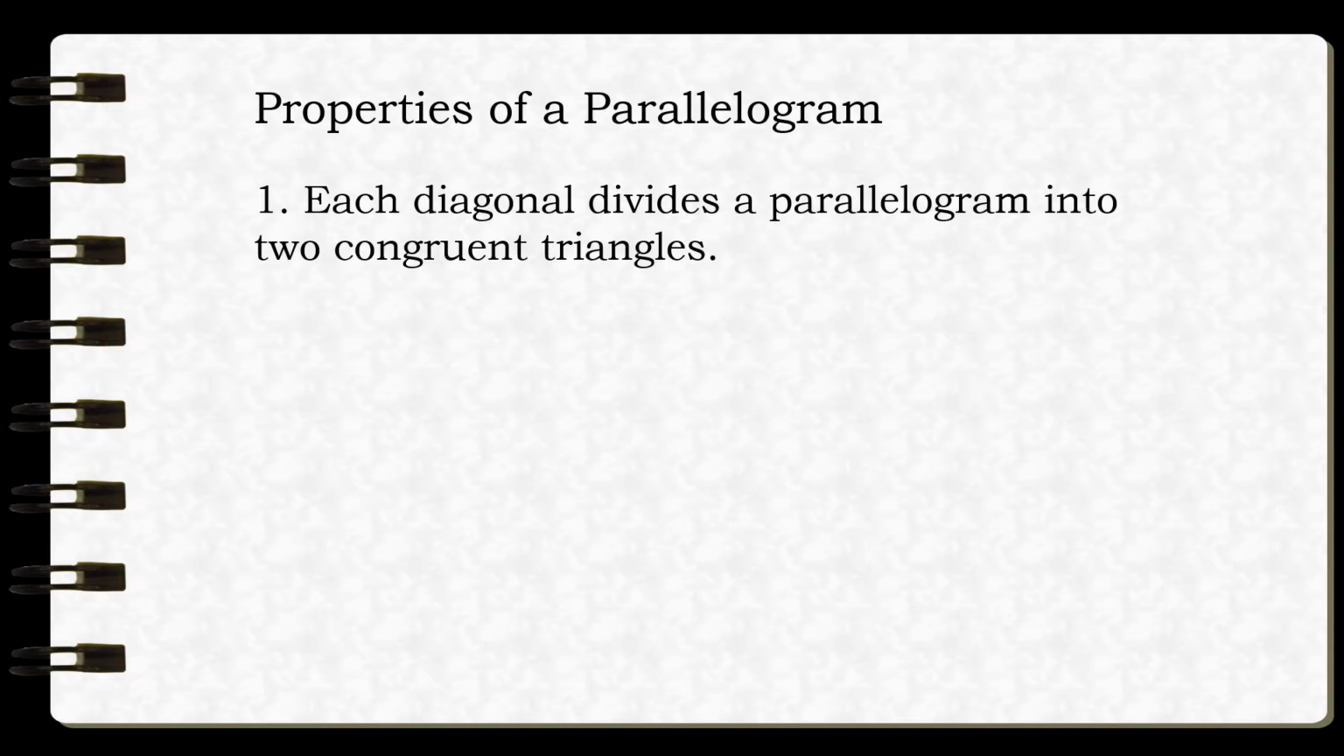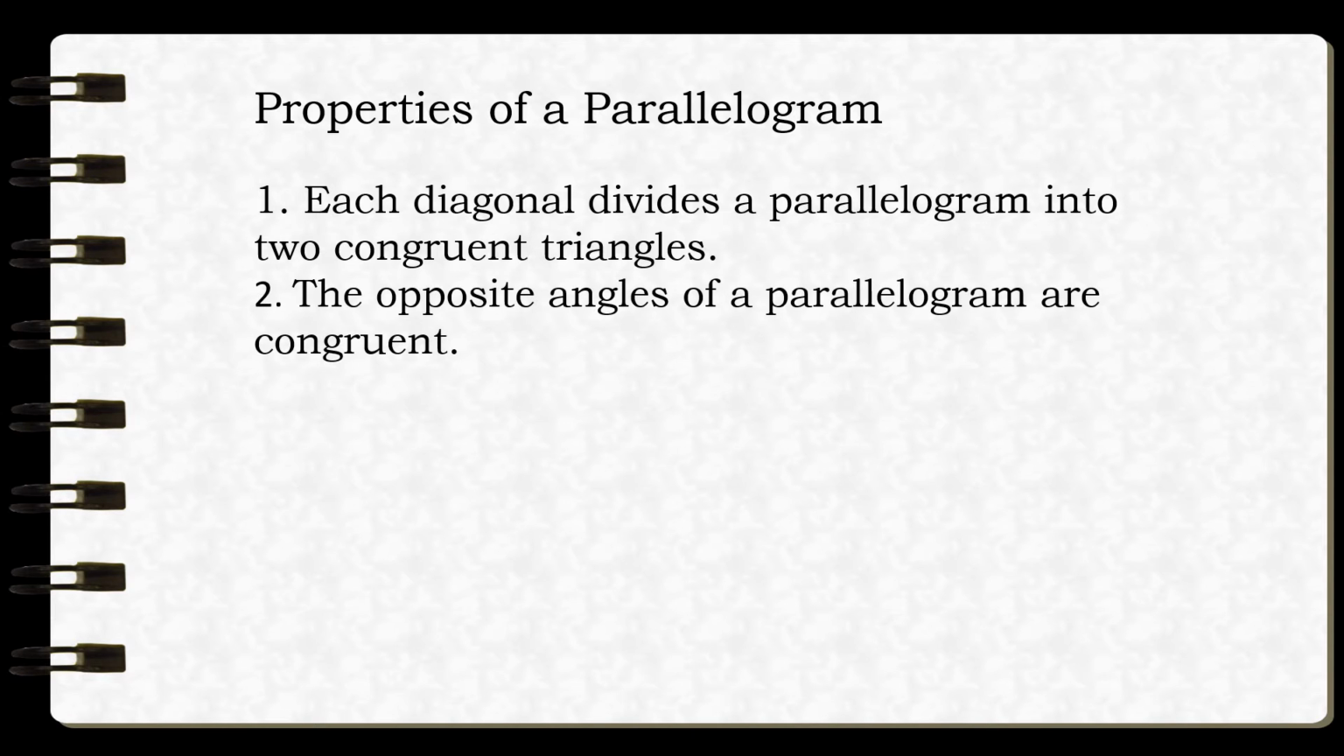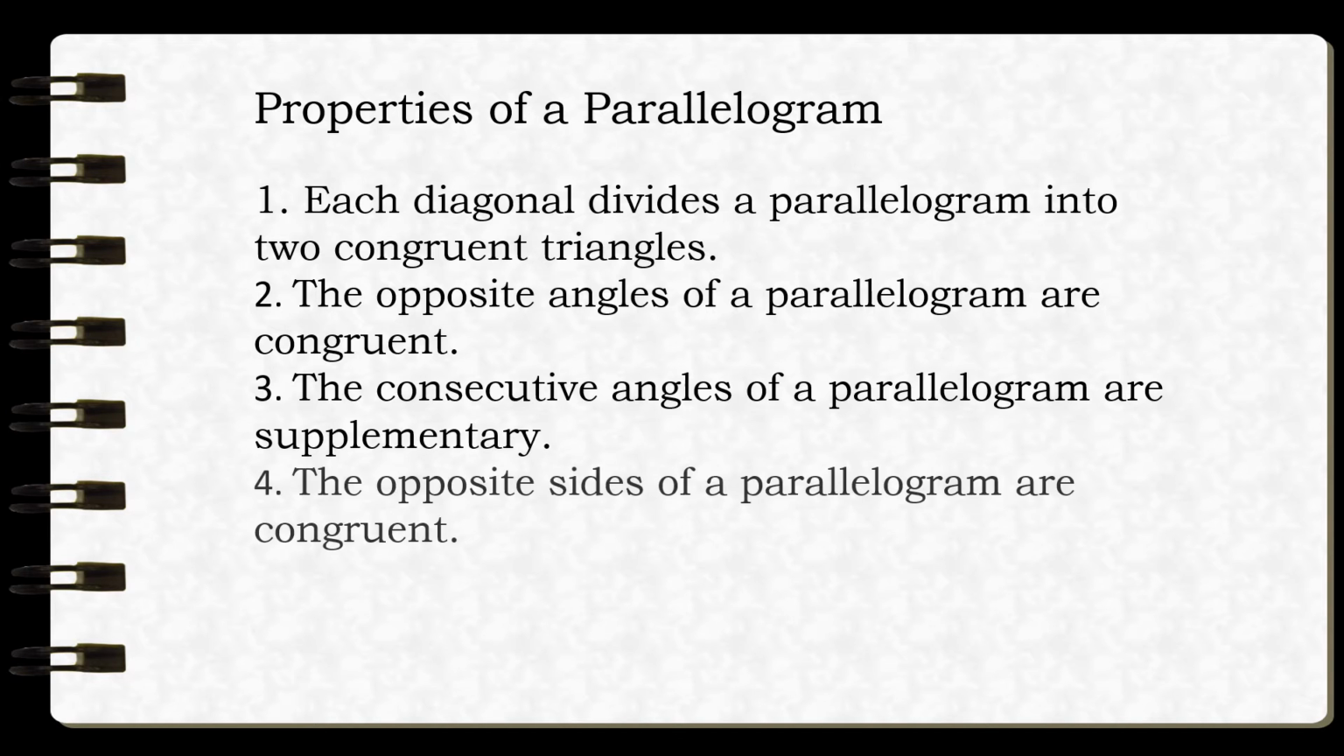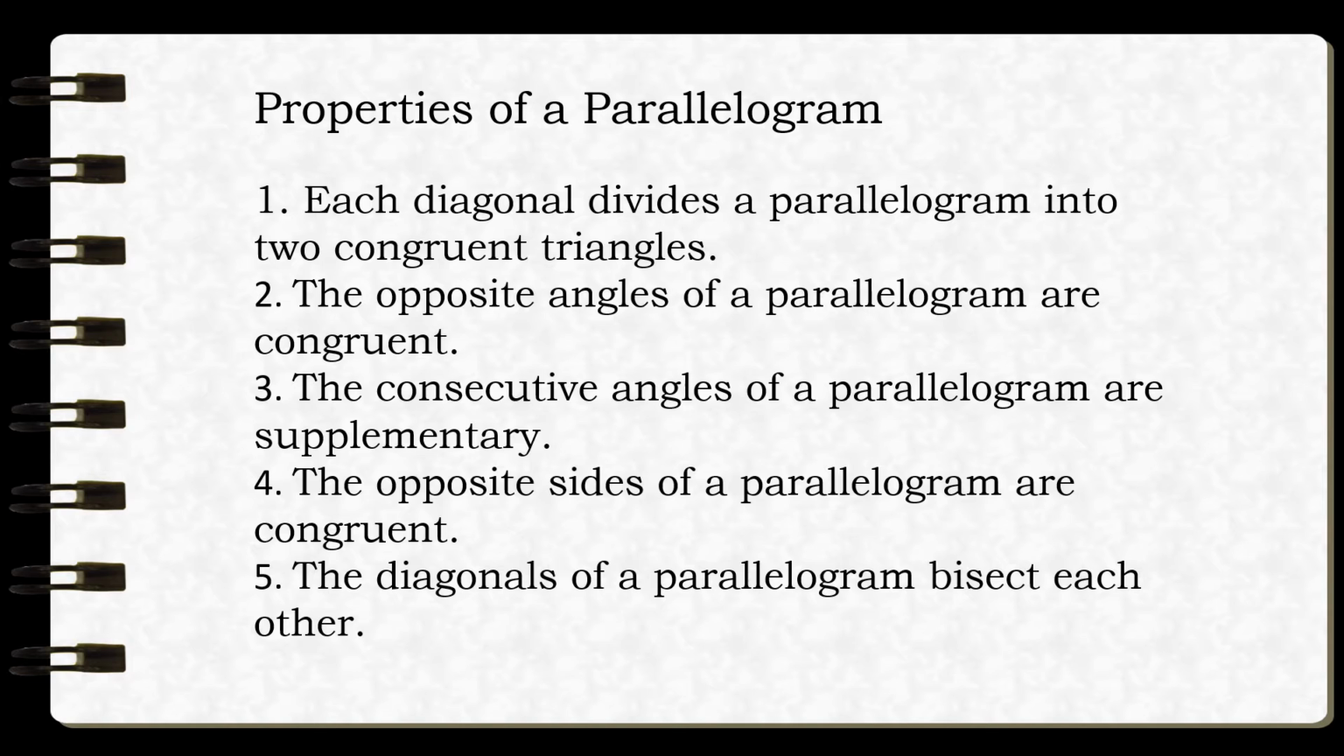Number 1, each diagonal divides a parallelogram into two congruent triangles. Number 2, the opposite angles of a parallelogram are congruent. Number 3, the consecutive angles of a parallelogram are supplementary. Number 4, the opposite sides of a parallelogram are congruent. And number 5, the diagonals of a parallelogram bisect each other.